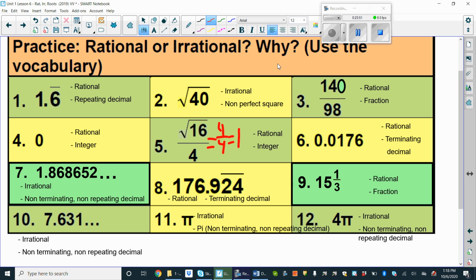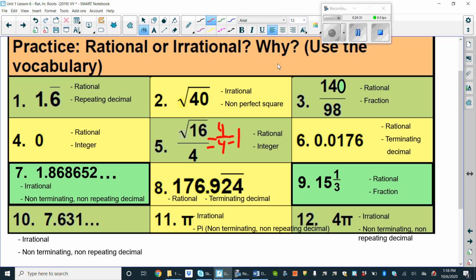Okay, so please check your work with the answers. As you can see, number 1 is rational and it's a repeating decimal. 2 is irrational because it's a non-perfect square. 3 is rational because it's a fraction. 4 is rational, it is an integer. 5, the square root of 16 is 4, and the denominator is 4, and 4 divided by 4 equals 1, so that is a rational number and it's an integer. 6 is rational because it's a terminating decimal. 7 is irrational because it's a non-terminating, non-repeating decimal.